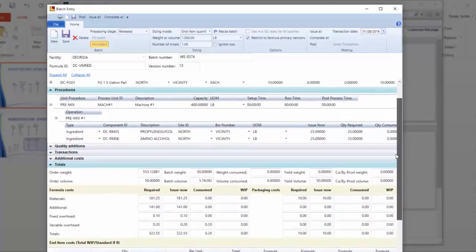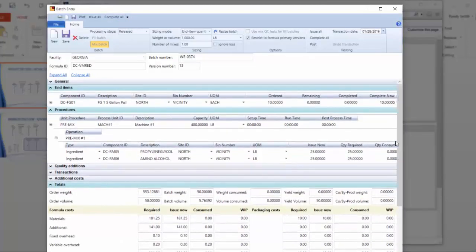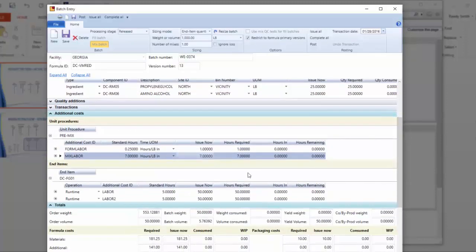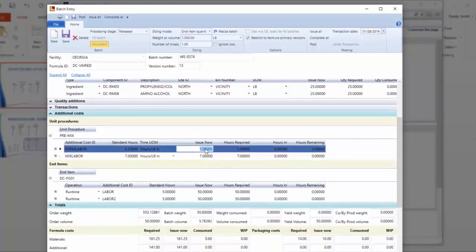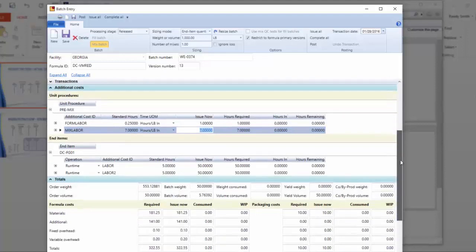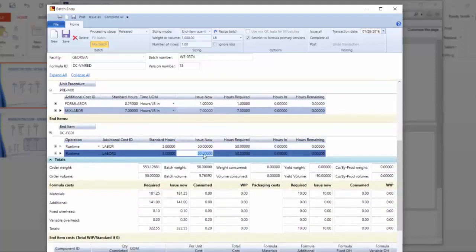Now there's actually some backflushing that's happening on additional costs. In other words, I have my system configured to automatically assume that I'm using my standard number of hours. So I'm applying 1 unit and 7 units of those costs. And then for the finished good, I'm doing the same here. So I'm just letting the system apply its standards, but I could override that if I want to.